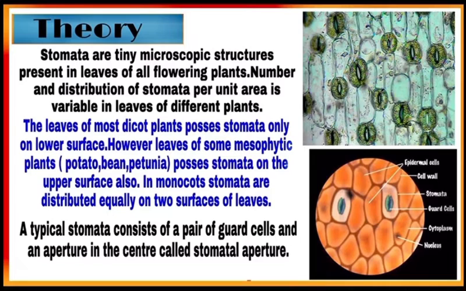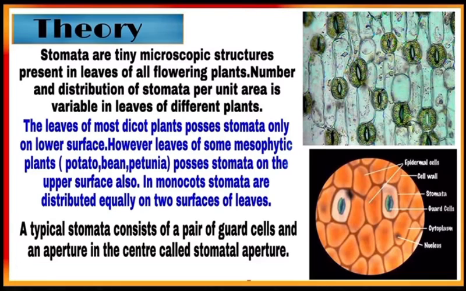However, leaves of some mesophytic plants like potato, bean and petunia, they possess stomata on the upper surface also. But in monocots, stomata are distributed equally on two surfaces of leaves. Monocot plants की leaves में stomata दोनों surfaces पर equally distributed होते हैं.